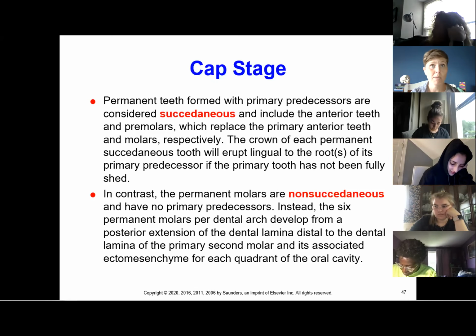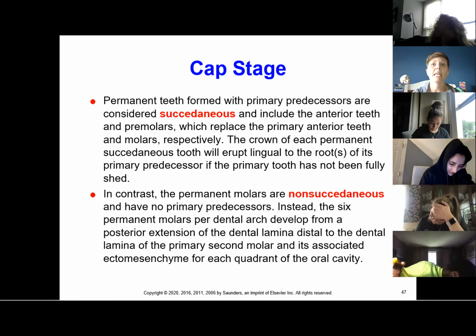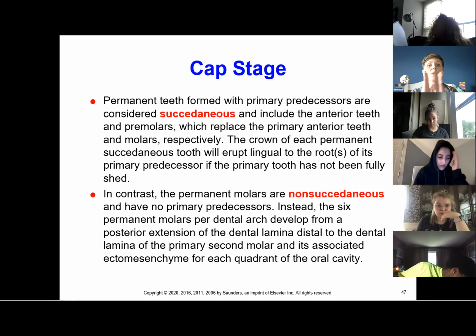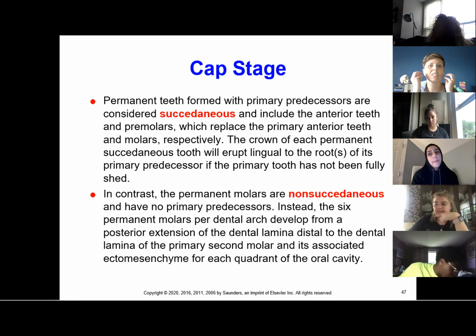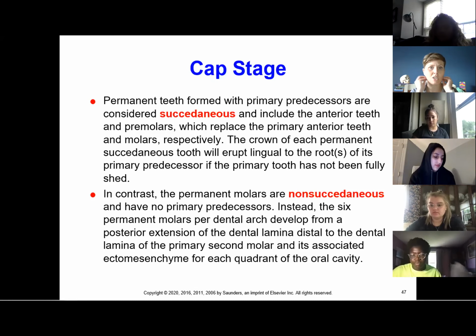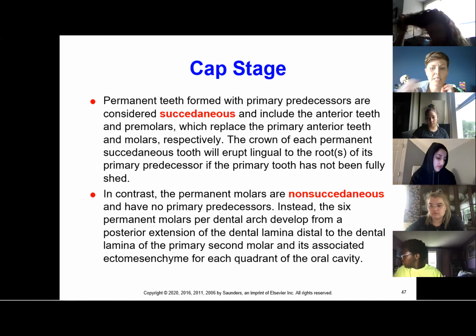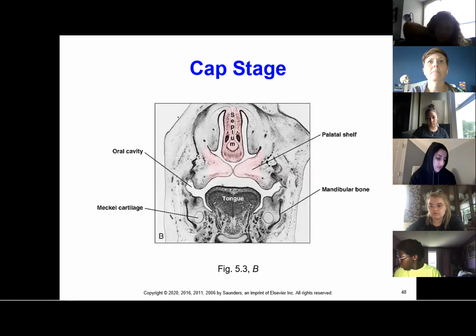In contrast, the permanent molars are non-succedaneous and have no primary predecessors. Instead, the 6 permanent molars per dental arch, so 12 total, develop from the posterior extension of the dental lamina, distal to the dental lamina of the primary second molars, and its associated mesenchyme in each quadrant. So remember, we start with the development here, and it trickles back until everything is done, and then they start to develop the teeth after that.